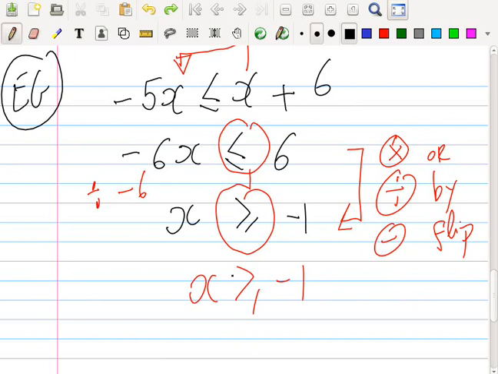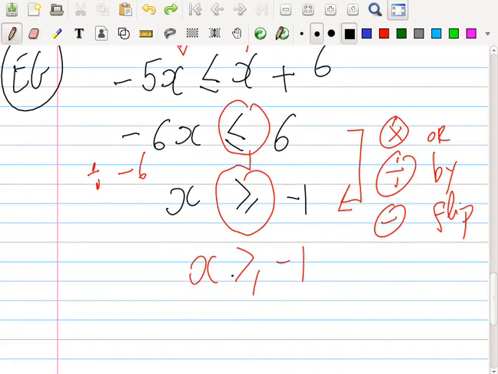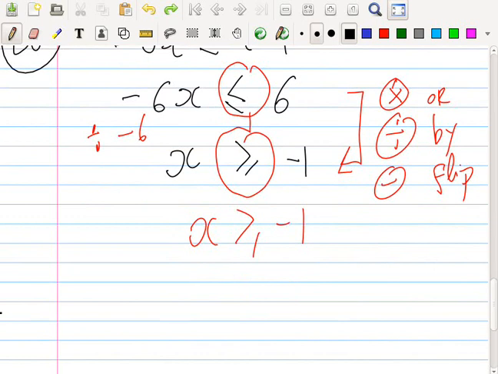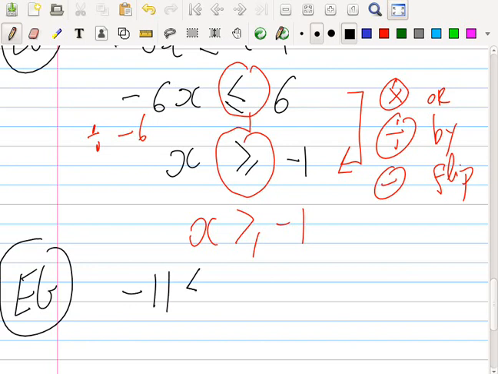Are we happy with that first example? Or other questions? Okay. So that's the first example. That is just a linear inequality. Okay. Let's have a look at a little bit more difficult example. Minus 11 less than or equal to minus 4x plus 5 less than or equal to 13.